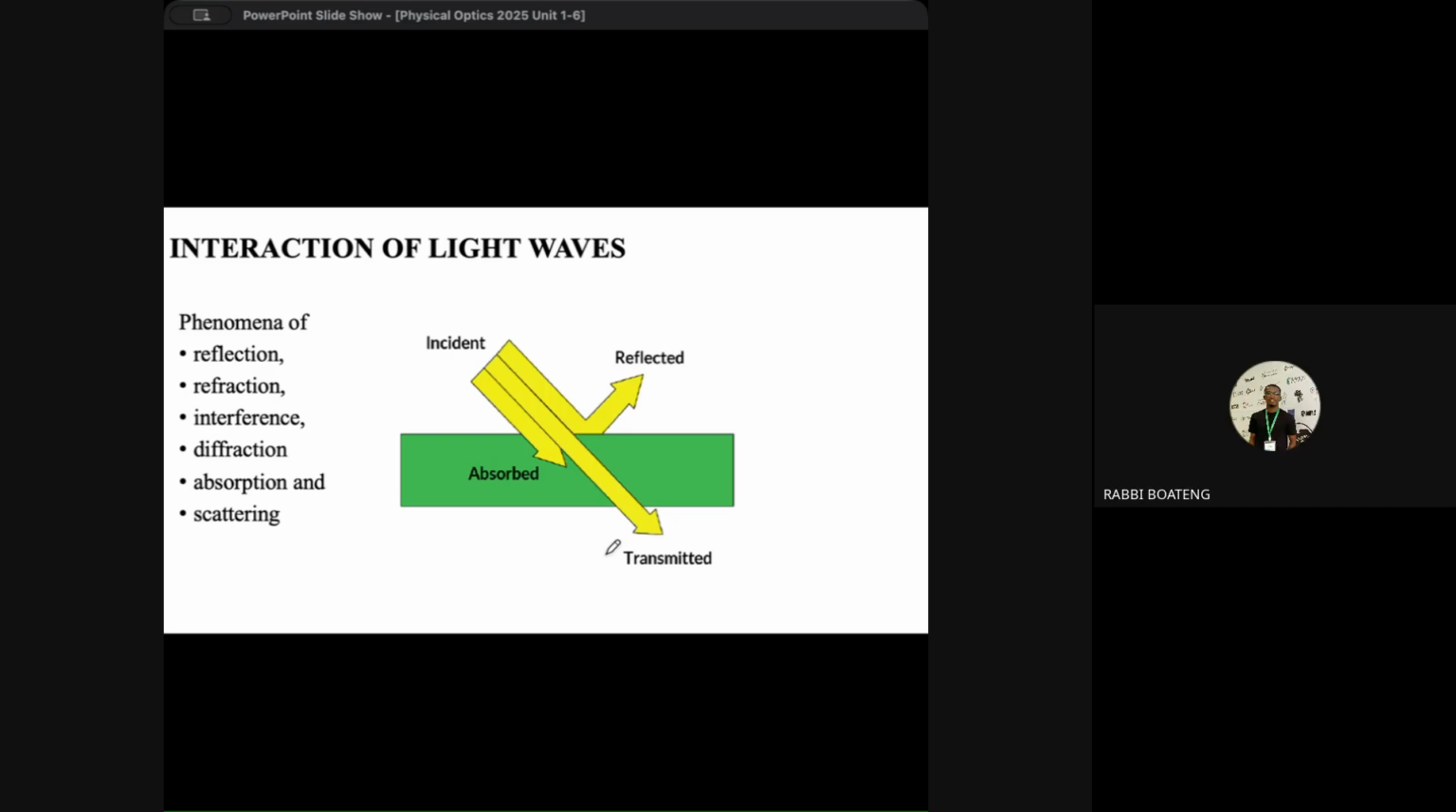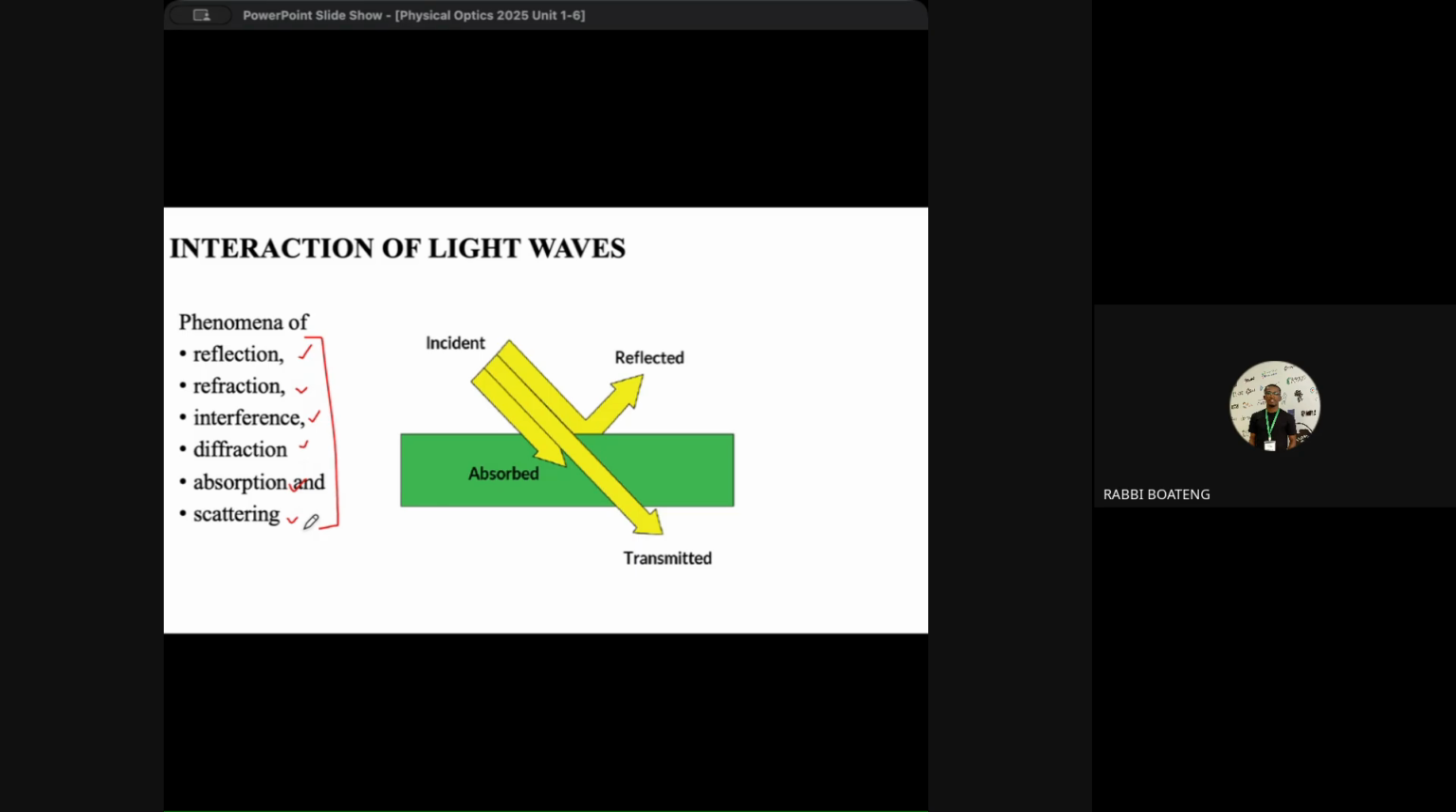So when light hits on matter, a lot of things do happen, and some of them are what I have listed here. When light hits on matter, either reflection happens, or refraction happens, or interference happens, or diffraction happens, or absorption happens, or lastly, scattering happens.